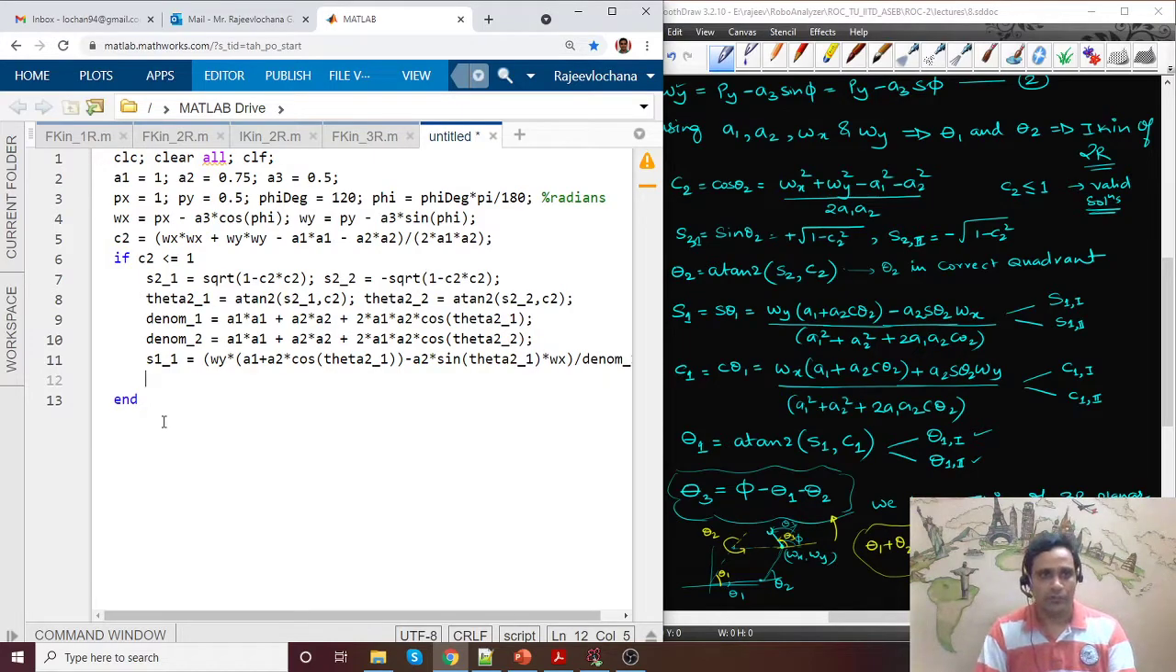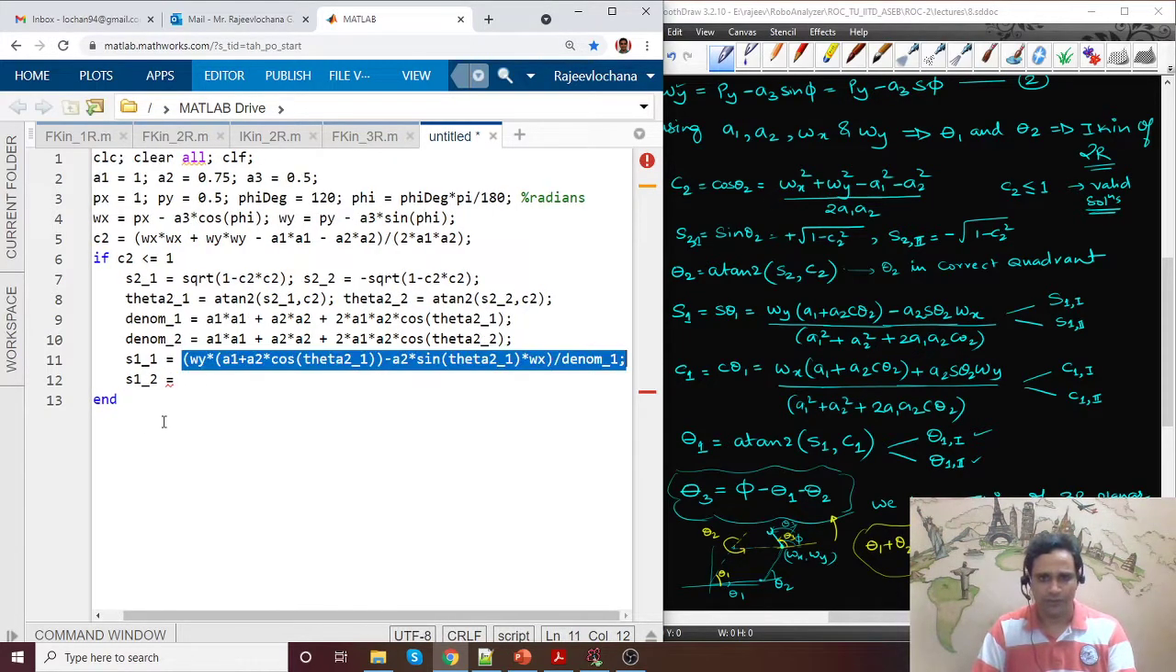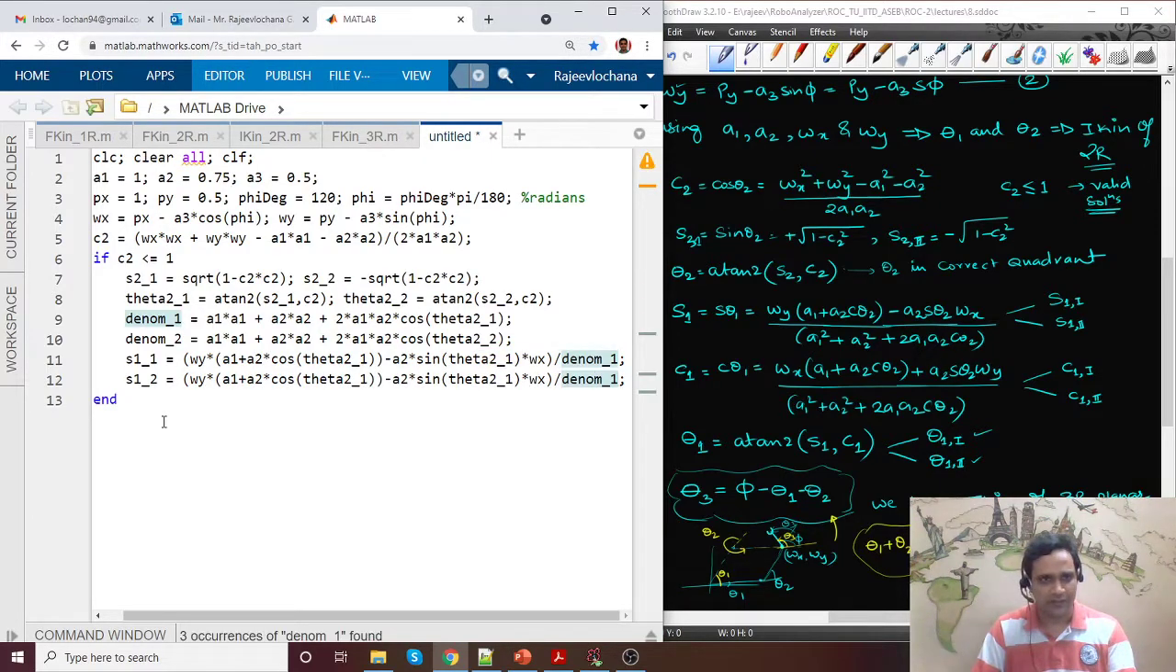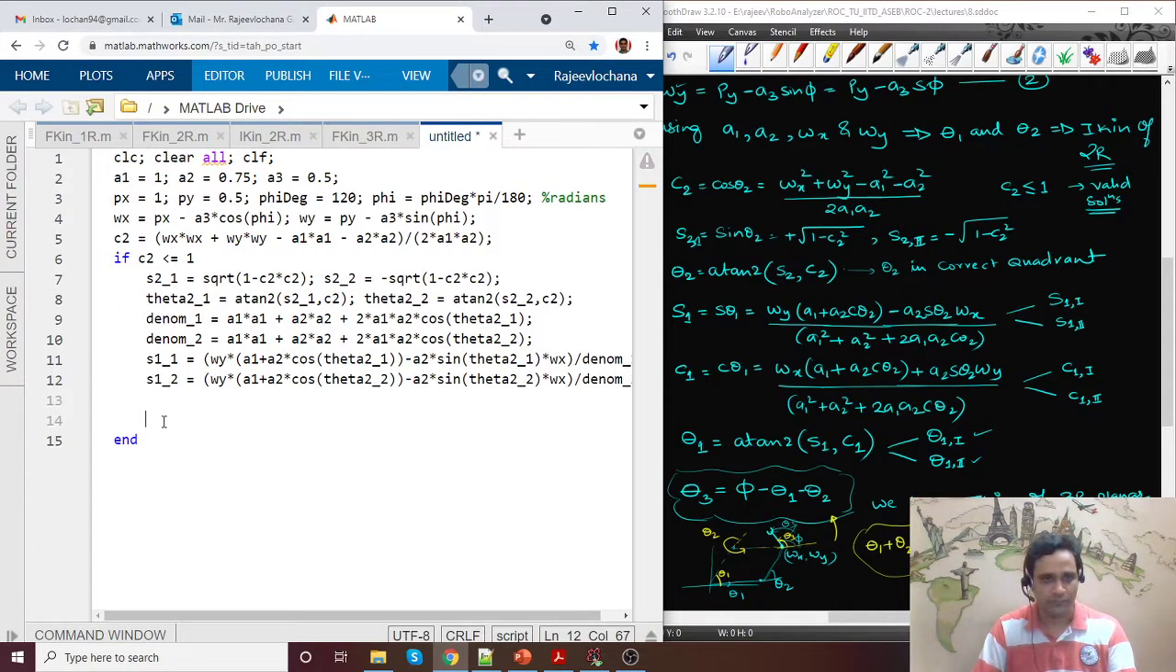So I'll have s1, second solution. It's going to be the same. Let me take the risk now. Wherever I have theta 2 underscore 1, I'll have theta 2 underscore 2, and similarly here underscore 2, and for the denominator I'll have the second term. Okay, so this is what we have for s1.